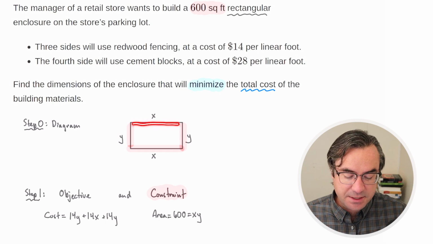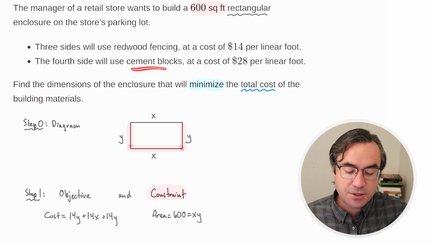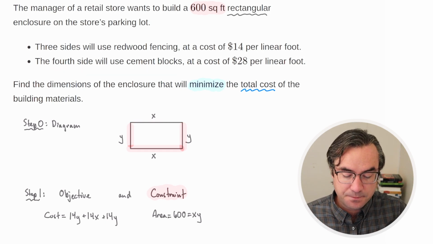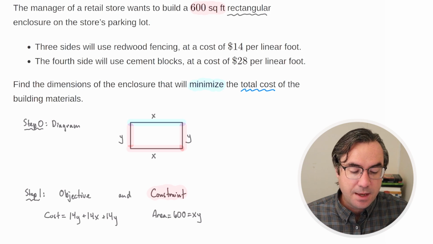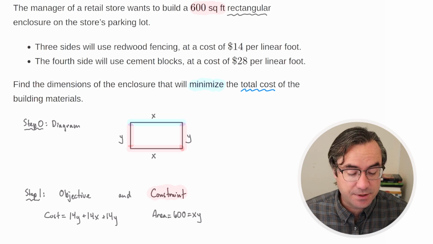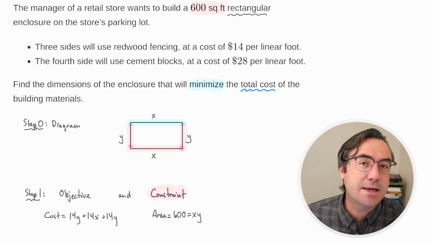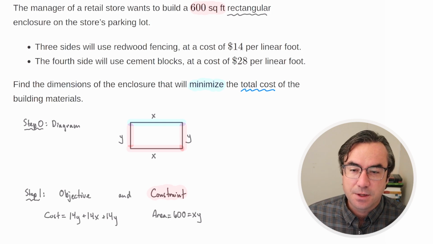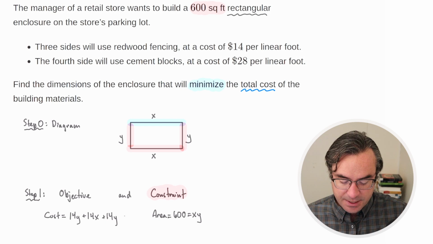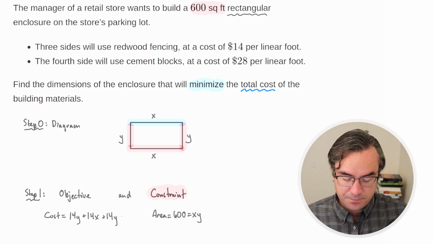Now, what about that missing side? Well, the fourth side here is going to use cement blocks. So we're going to be using something different over here. And this side costs a little bit extra. This costs actually double, $28 per linear foot. So the cost of building that other side is going to be 28x.